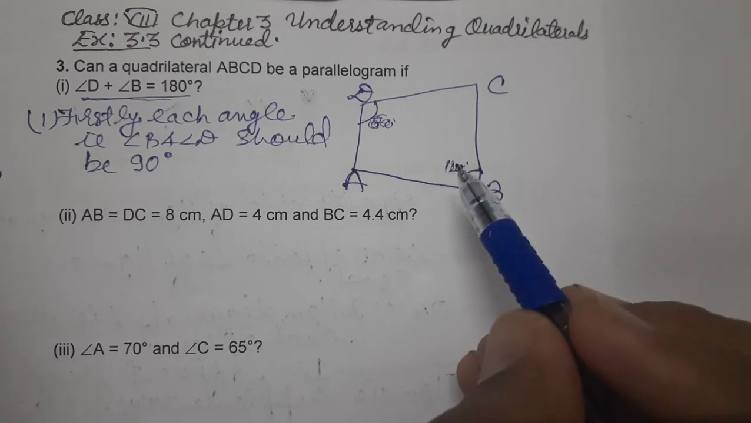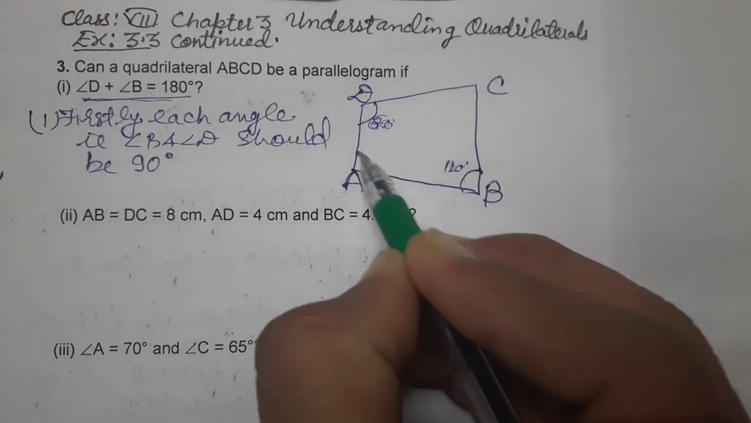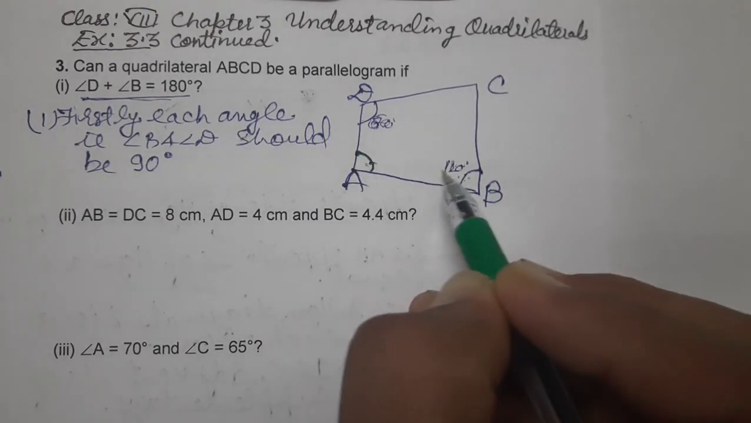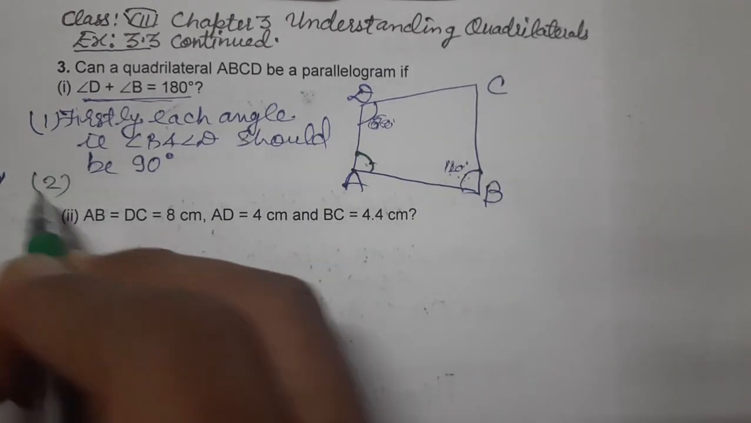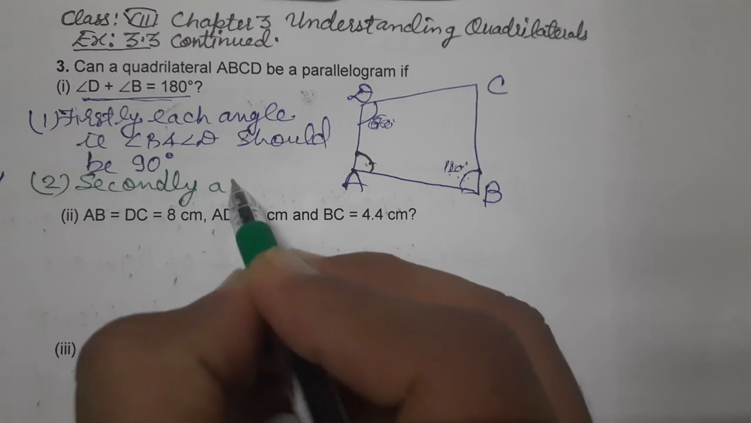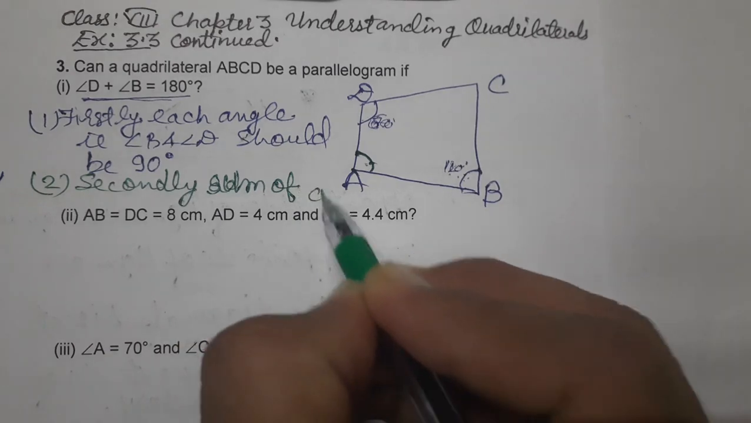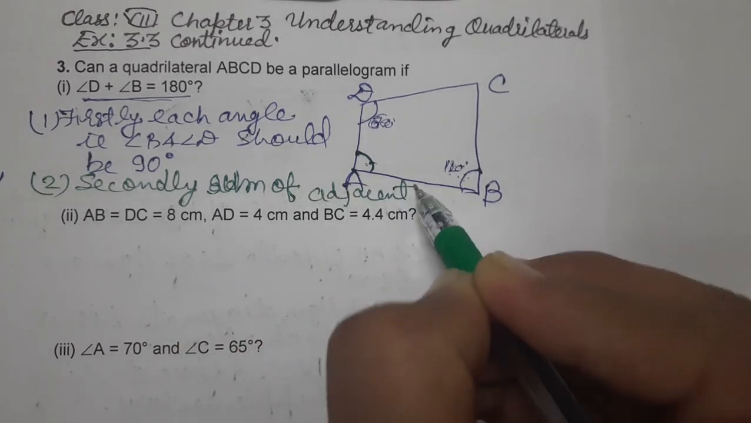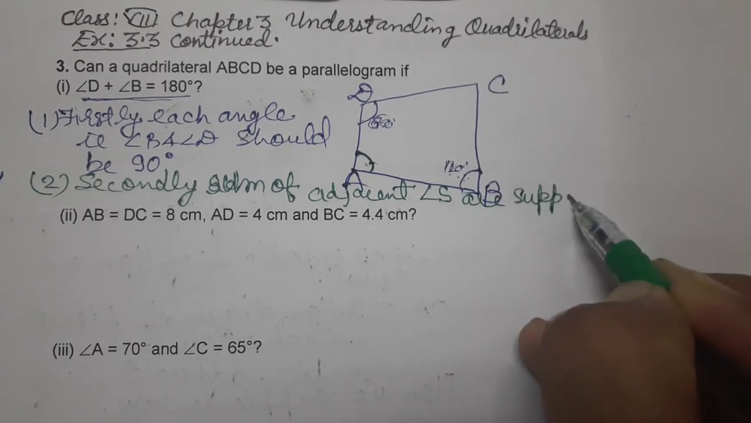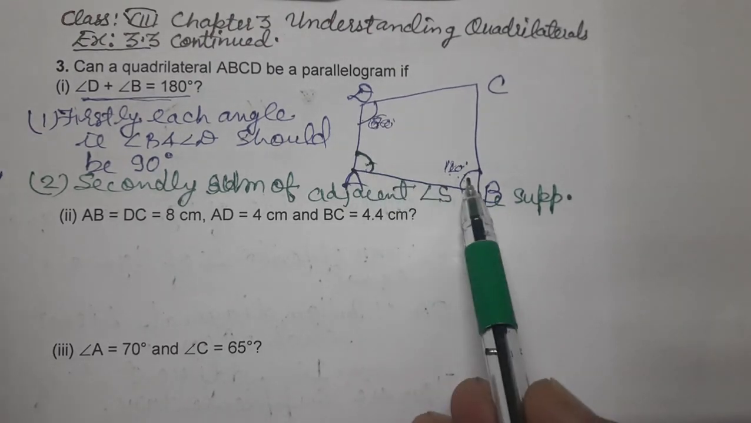So we have written the first one, both must be equal to 90 degrees. And now the second one: you know that to be a parallelogram, the adjacent angles are supplementary. That means the sum of these two is also 180 degrees. So second case we can write, secondly, the sum of adjacent angles is supplementary. That means the sum of these two angles must be 180 degrees.